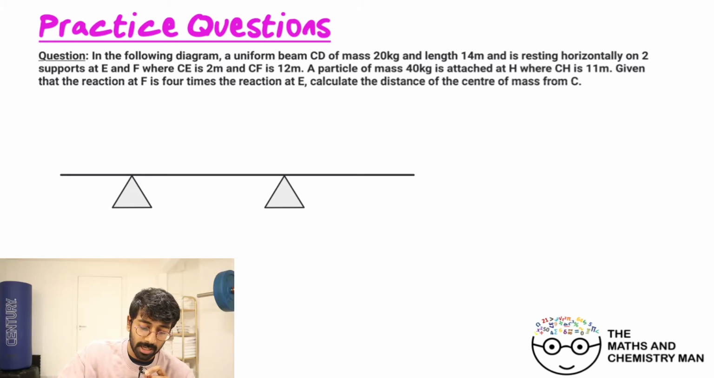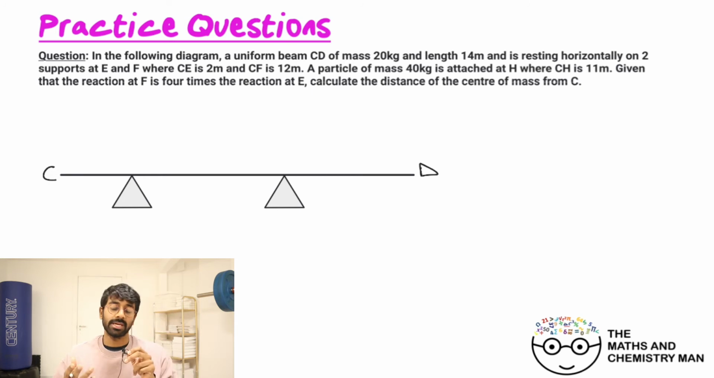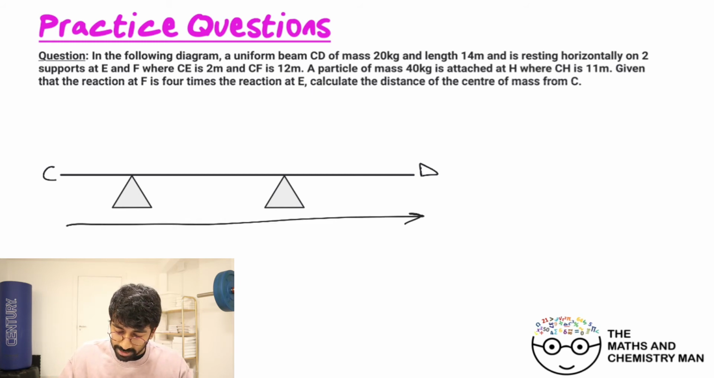Okay, legends, time to get through this. Now, we've got a uniform beam CD. So we go C and D. It's got a mass of 20 kilograms, but we can't put that in yet, right? So we know that we can't put that in. It's got a length of 14 though, so we can put that in, right? So that info there, the whole length, 14 meters.